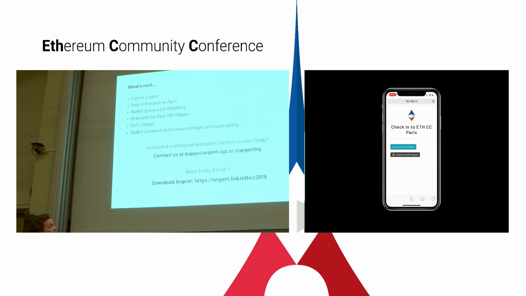So what's next for us? Still a lot of work on the wallet. The better the wallet, the better the onboarding experience to dApps. So we're adding fiat to crypto. Already right now our goal is 10 seconds to onboard into Argent. With fiat to crypto, it will get even faster if you don't have any crypto. Android launch in April. So right now we are live on mainnet, it's iOS. Android will start whitelisting people in April.